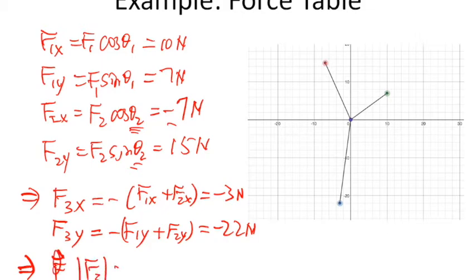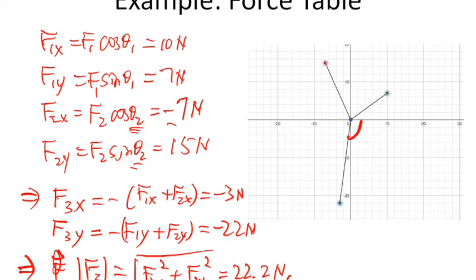Now you can calculate the magnitude of F3. F3 equals the square root of F3x squared plus F3y squared. Plug in the numbers: F3 is 22.2 Newtons. And the angle of F3 is a little bit tricky, because if you directly plug in this negative 22 and negative 3 into your calculator, it will give you a positive number. It will give you an angle somewhere between 0 and 90 degrees. But from the graph, we see F3 is here.